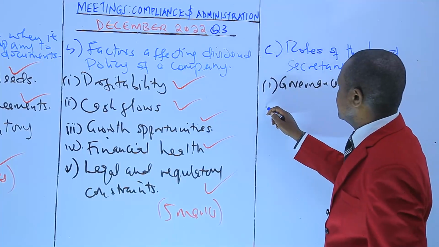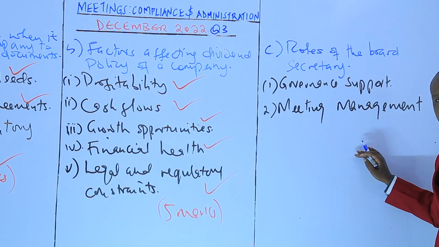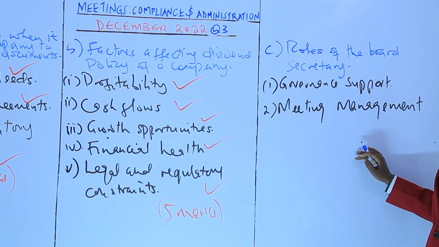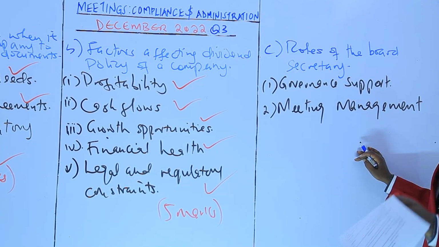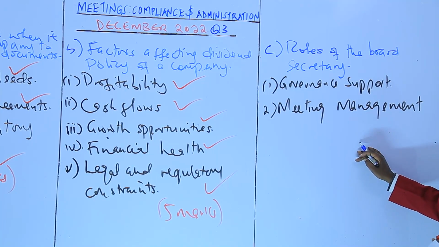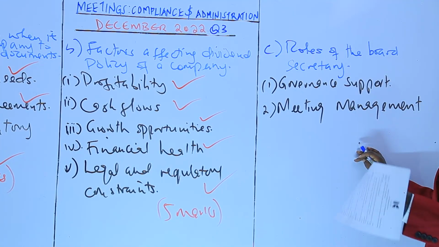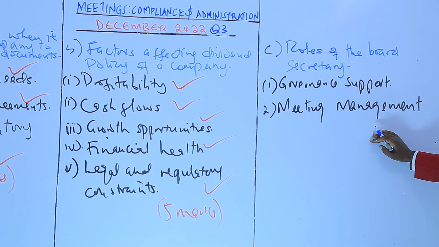Meeting management, number 2. The board secretary is responsible for coordinating board meetings, including preparing the agendas, distributing meeting materials and information, and even recording minutes. They ensure that meetings are conducted in accordance with the proper procedures and that decisions are accurately documented.